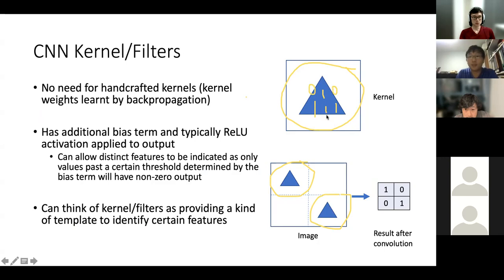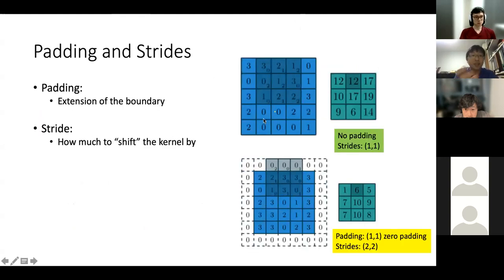You then convolve it with the image. You can get all your ones here that correspond to where the triangles are. Okay, I hope this is clear. I'll just touch on maybe one or two more slides, then we leave the rest for next week. I'll maybe just cover padding and strides and we call it a day.